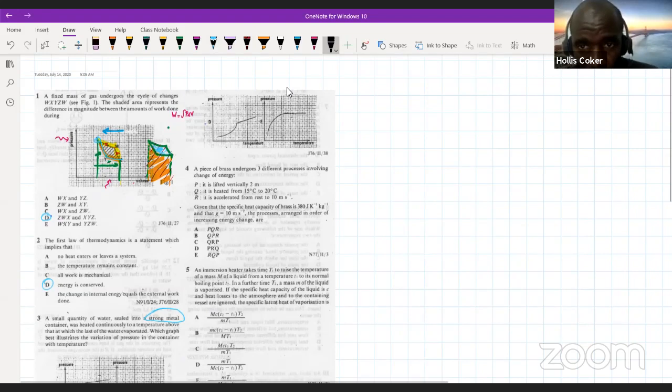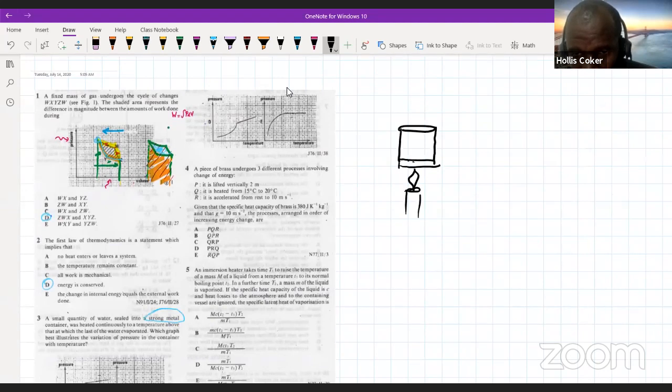So the diagram for that looks something like a sealed vessel, and you have a little bit of water in the vessel, at room temperature. And then after the person applies some heat to it, what happens, the water begins to evaporate.